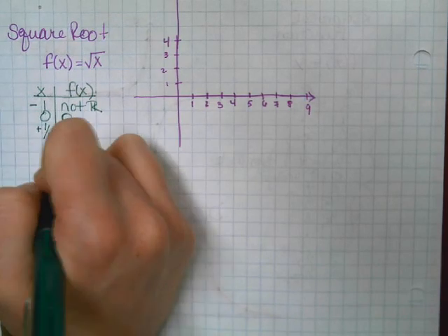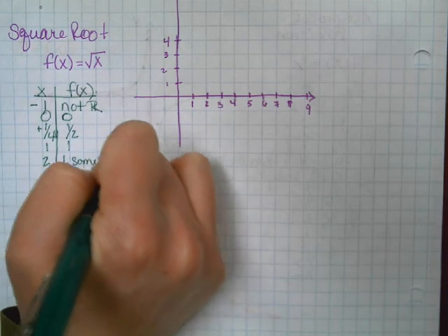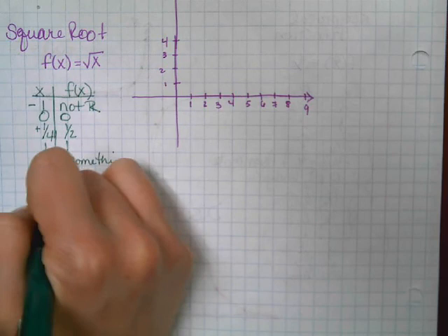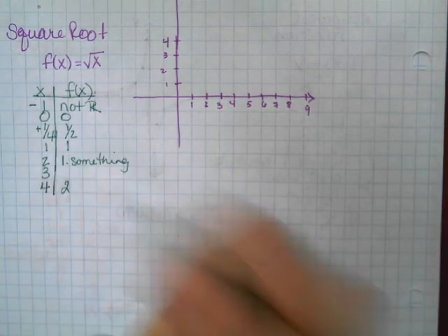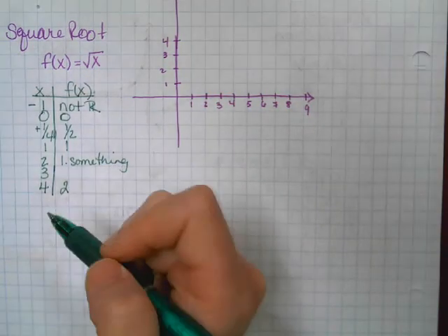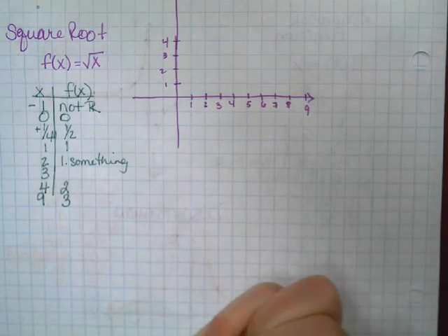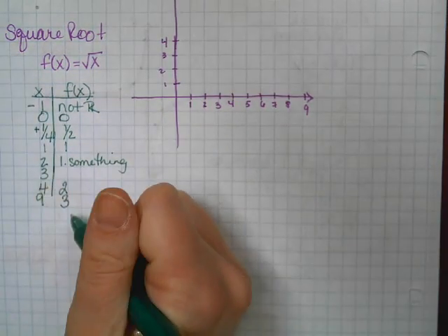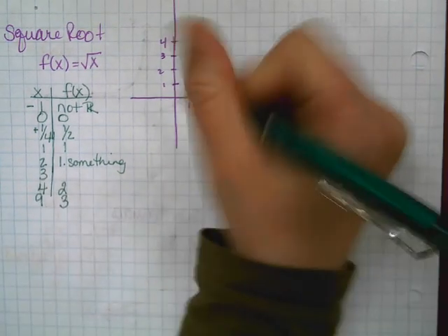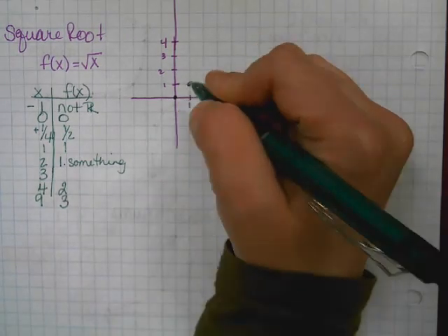Could I take the square root of 1/4, positive 1/4? Yeah, that's 1/2. Could I take the square root of 1? It's 1. The square root of 2 is 1 point something. Okay. The square root of 3 is also 1 point something. The square root of 4 is nice because the square root of 4 is 2. All right, and I can continue on this. The next thing that's nice to take the square root of is 9. The square root of 9 is 3. Okay, so those are some values that are pretty to graph.